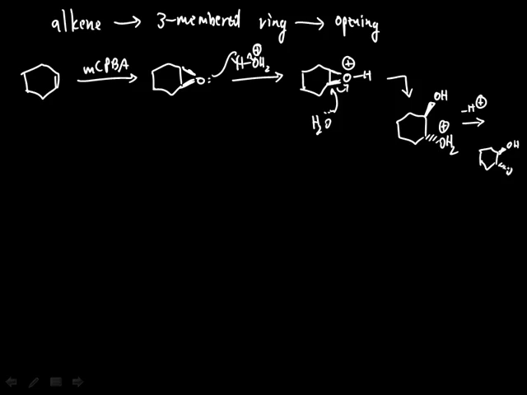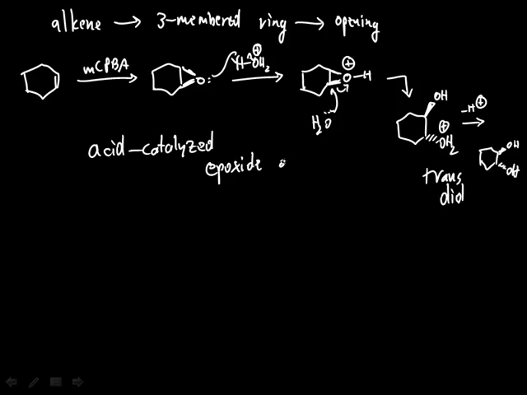The trans geometry is a direct consequence of the backside attack that occurs. And this will be acid-catalyzed epoxide opening. It's pretty easy to see why we need acid catalysis here, because we basically need to convert our epoxide oxygen to a better leaving group, and then that will allow its opening with relatively weak nucleophiles such as water.